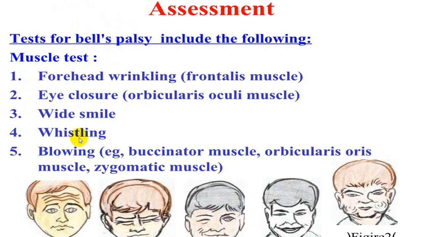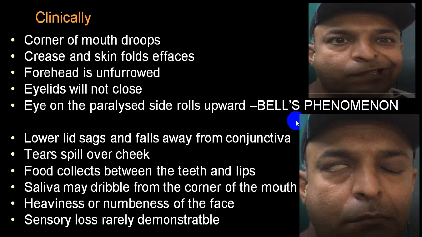And when the person is asked to whistle, he will not be able to purse the lip and blow the cheeks. So whistling will also be difficult, and blowing of the cheeks will also be absent because buccinator, orbicularis oris and zygomatic muscles are involved. These are all the different tests you can do. We already mentioned all these findings.